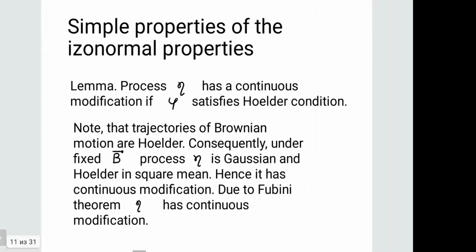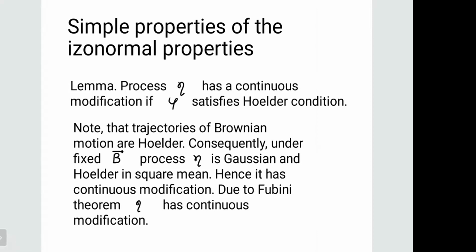So, next step, lemma. I will suppose now that phi satisfies some Hölder condition. In this lemma, it doesn't matter which is the number corresponding to the Hölder condition. Then the process eta has a continuous modification.